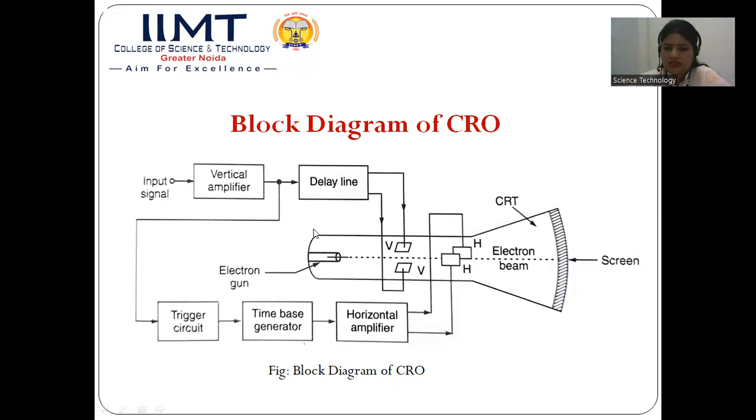Before proceeding further, before discussing the vertical amplifier, delay line and all, we will first concentrate on this CRT. We will try to understand what a cathode ray tube is, what its various components are, and how it is helpful in obtaining the waveform on the screen.